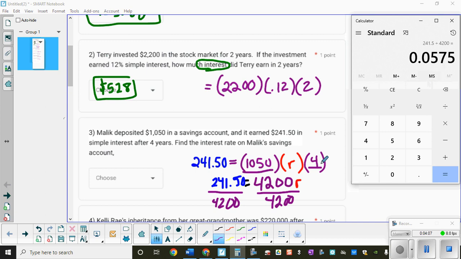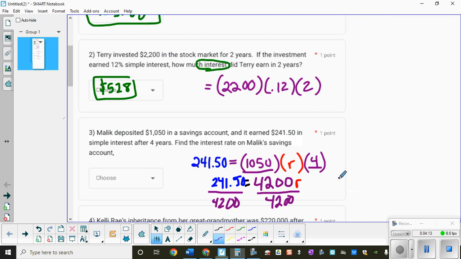Now here, this tells me the rate. So I have a 0.0575, okay? Now, if this is my rate and I want to write this as a percentage, what I'm going to do is I'm going to move this decimal over twice. And we can see here that it would be a 5.75% interest rate, 5.75% interest rate.